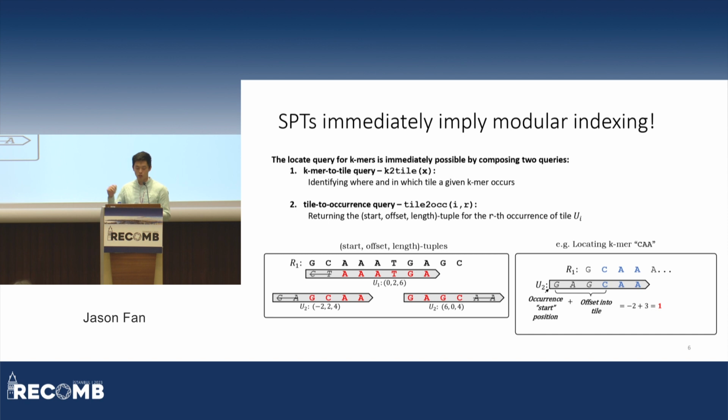And again, I'll show you a quick picture about how this works. So we have the tiling, and say we want to query the 3-mer CAA. We see that CAA occurs in the tile U2, and for the 0th occurrence, it occurs at the recorded start position plus the offset in the tile, immediately giving us the location of the k-mer.